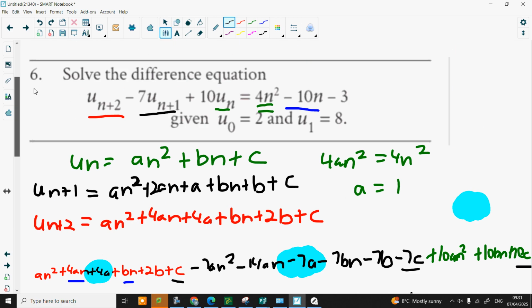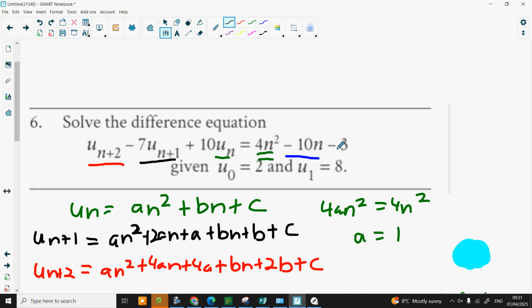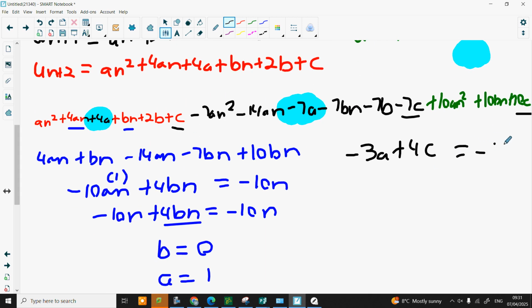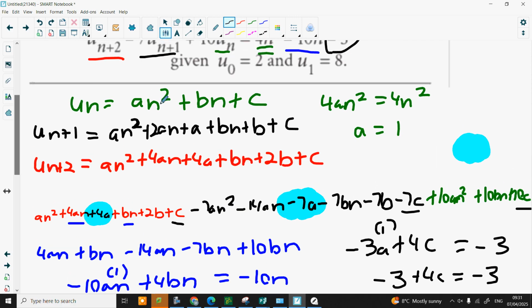Now, the answer is minus 3. So the C's are irrelevant, aren't they? Because you know that A equals 1. So minus 3 plus 4C equals minus 3 implies that C equals 0. So what does that mean for our particular solution? So the B and the C are 0, and the A is 1. So it's just un equals n squared.